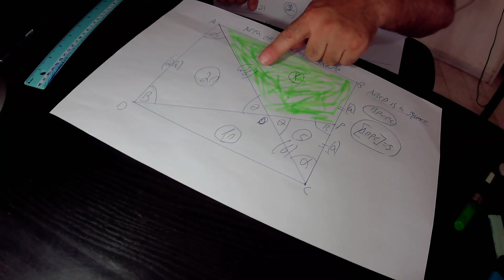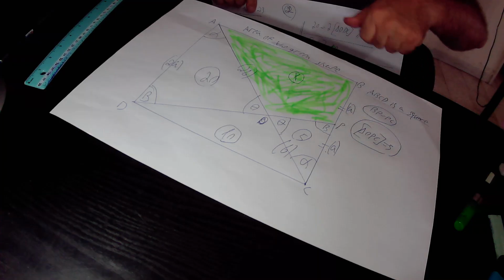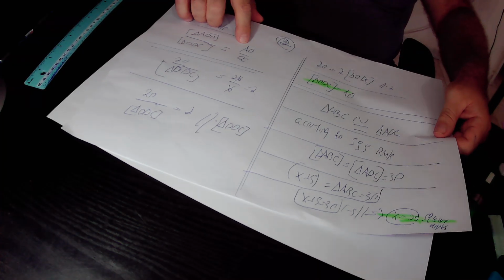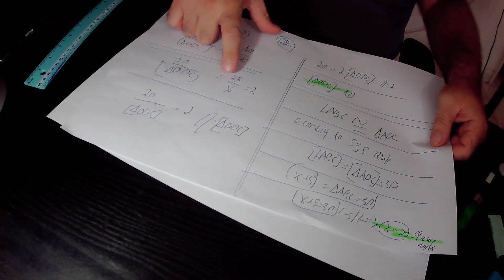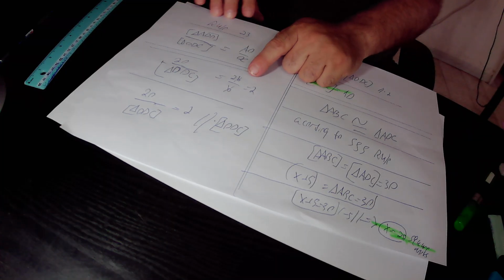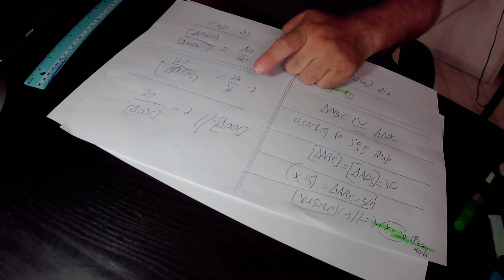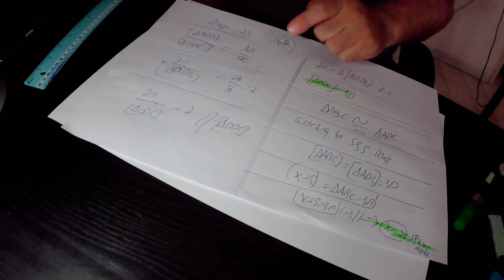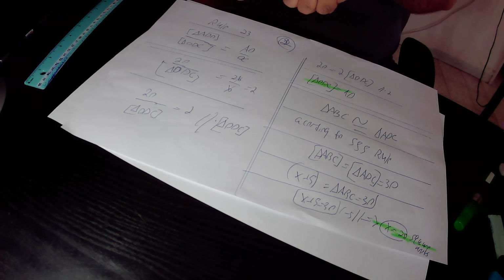OA is 2B and OC is B. So again, OA is 2B and OC is B. So we have B in the numerator and B in the denominator, so B will get cancelled and we are left only with 2. So in total we should find out that 20 over the area of triangle ODC equals 2.